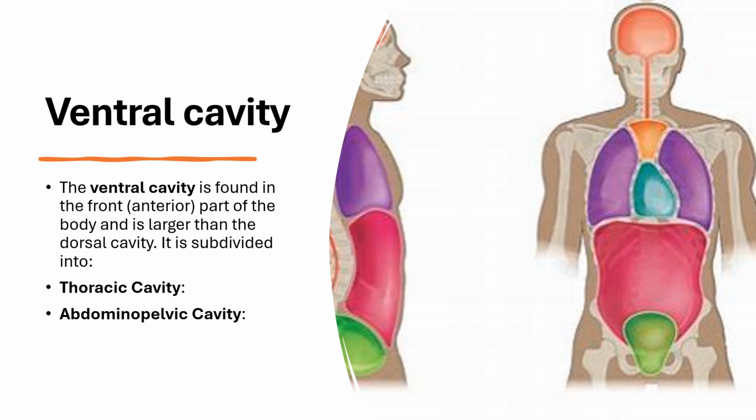It supports digestion, nutrition absorption, and detoxification. Then we have the pelvic cavity, which is located below the abdominal cavity. It contains the bladder and reproductive organs, and the last part of the digestive tract. It is crucial for reproductive health and excretory processes.